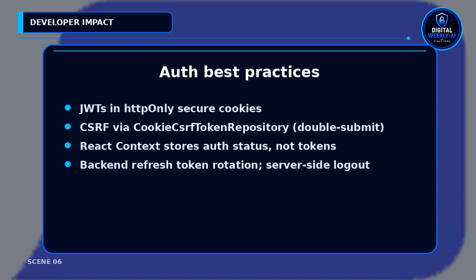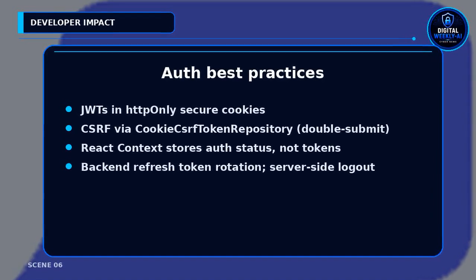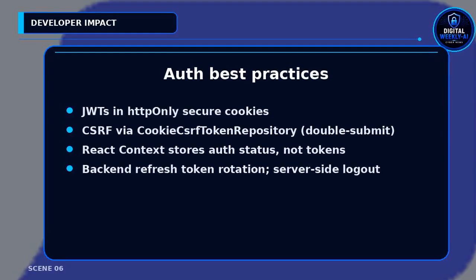A guide shows a production auth flow for React and Spring Boot. Issue JWTs as HTTP-only secure cookies. Use cookie CSRF token repository for double submit CSRF. Store only authenticated status in React context, not tokens. Rotate refresh tokens on the backend and clear cookies server-side on logout.